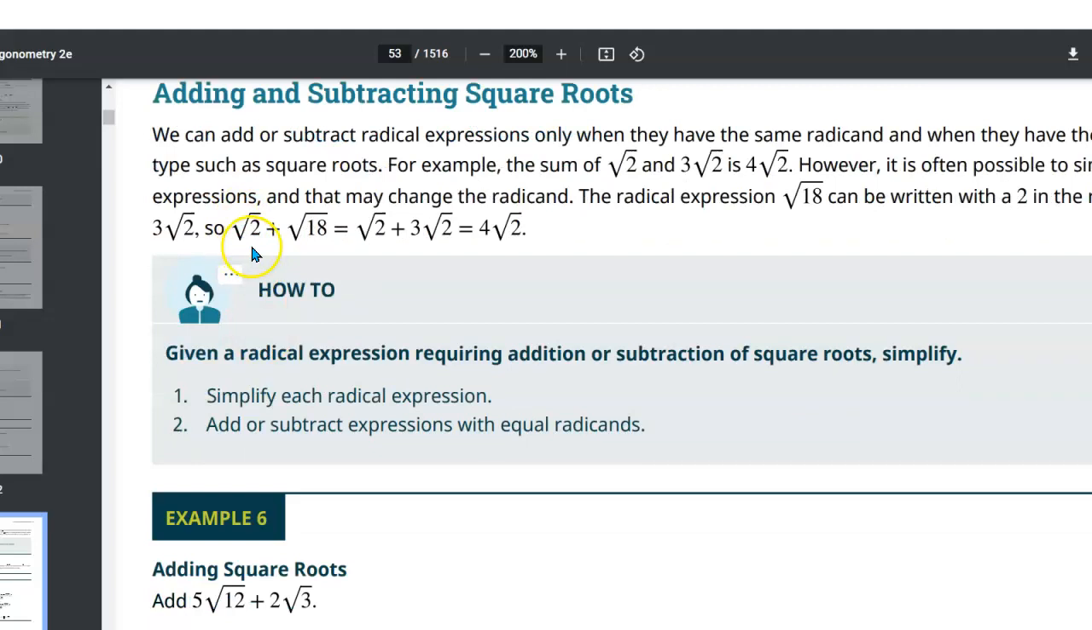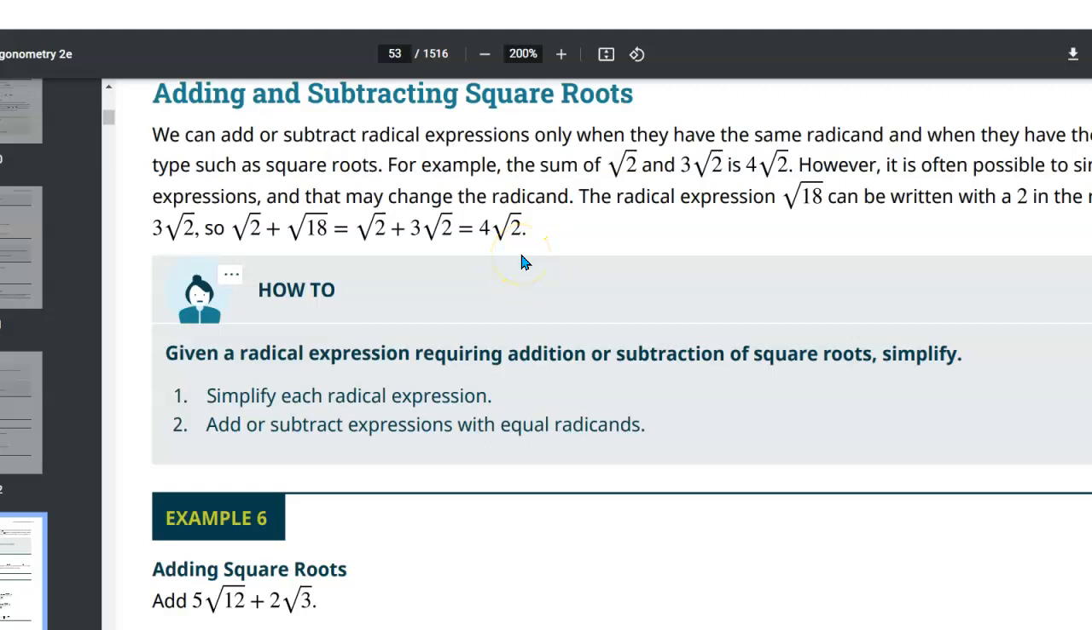Like if you have radical 2 plus radical 18. Now, radical 2 is understood to have a 1 in front of it, so it's 1 radical 2. And radical 18, remember, 9 times 2 is 18, so the 9 comes out as a 3. So we have 1 radical 2 plus 3 radical 2. But hey, these are like terms. 1 times x plus 3 times x is 4x. But this time we know who x is. In this special case, x is radical 2. So it's 4 radical 2. 1x plus 3x is 4x. 1 radical 2 plus 3 radical 2 is 4 radical 2.